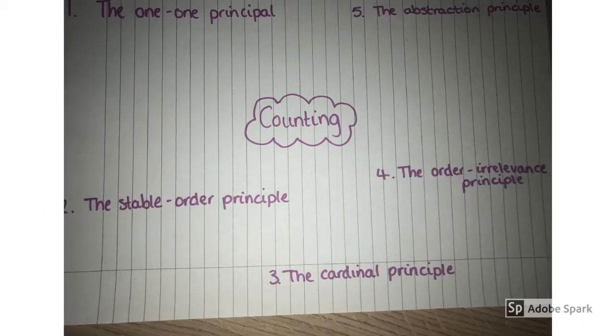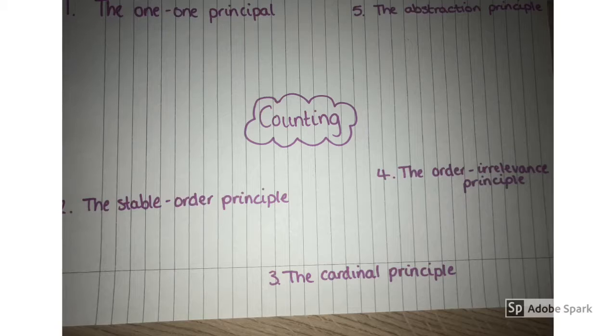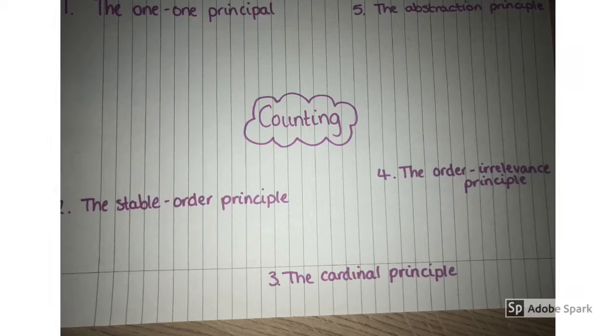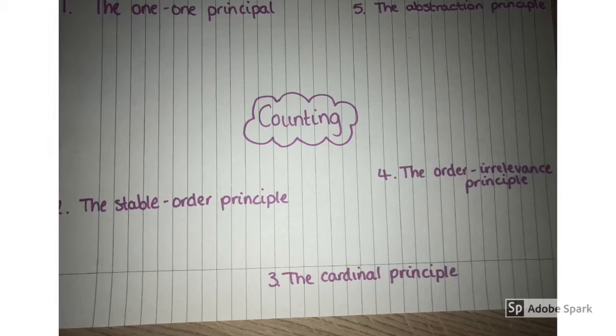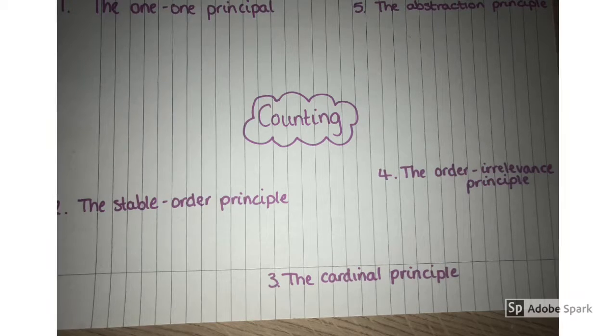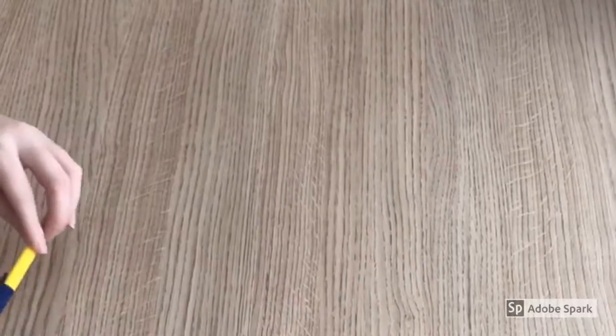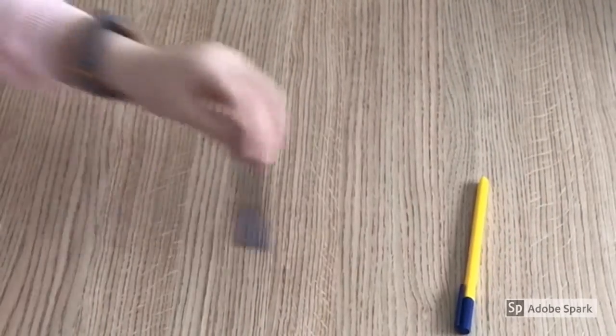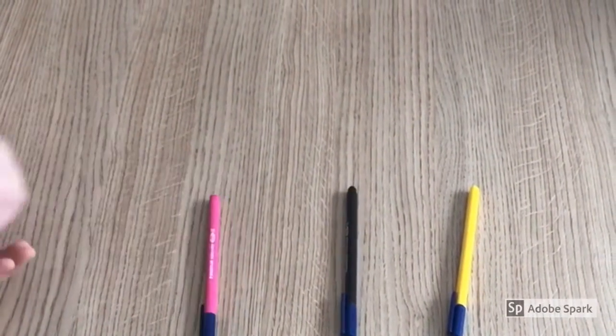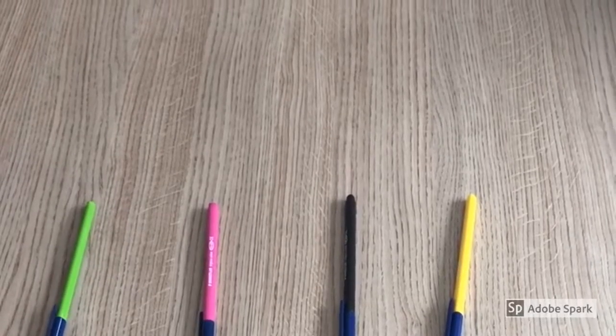The last principle we will address is the abstraction principle. Out of the 5 counting principles, the abstraction principle is different, as instead of learning how to count, we are learning what we can count. We can count things that are tangible, like pens, things we can touch, or we can count things which are intangible, like how many times this ball will bounce.